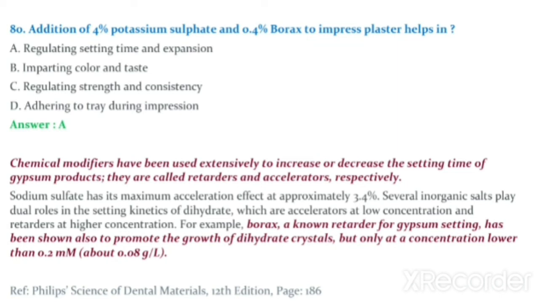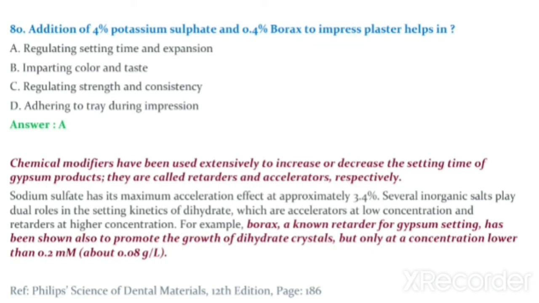Chemical modifiers have been used extensively to increase or decrease the setting time of gypsum products. They are called retarders and accelerators respectively. Sodium sulfate has its maximum acceleration effect at approximately 3 to 4%. Several inorganic salts play dual roles in the setting kinetics of dihydrate, which are accelerators at low concentration and retarders at higher concentrations.